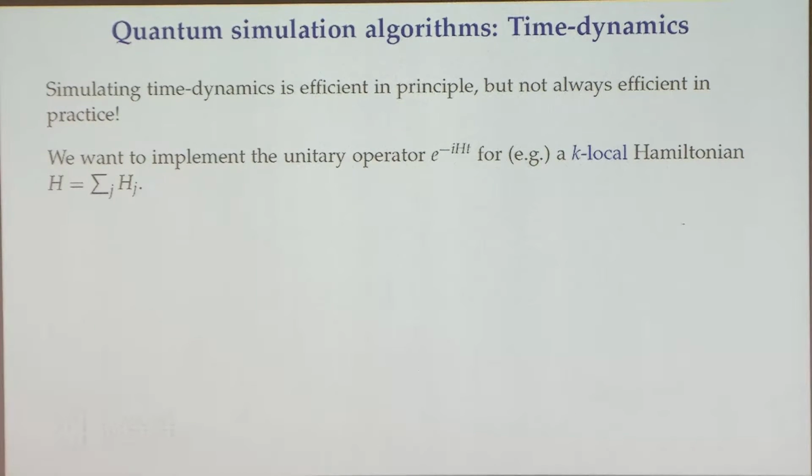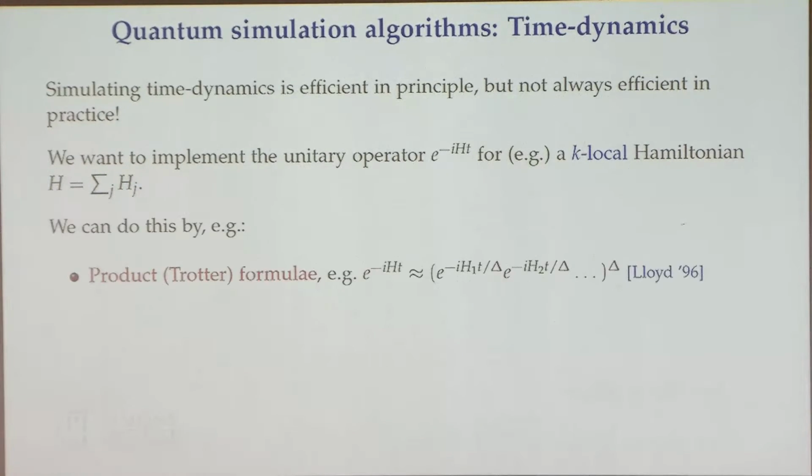So, just to recap, when we do time dynamic simulation, we want to implement the unitary operator e to the minus iHt, for maybe, let's say, a Hamiltonian that has some locality properties in it. So some Hamiltonian H, which is a sum of terms that each act non-trivially on at most k qubits. And there's many different approaches one can follow.